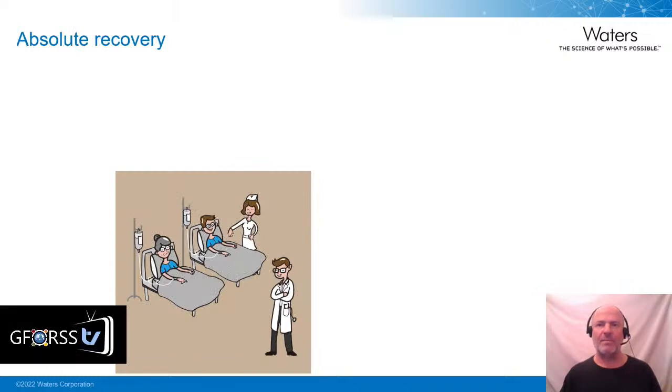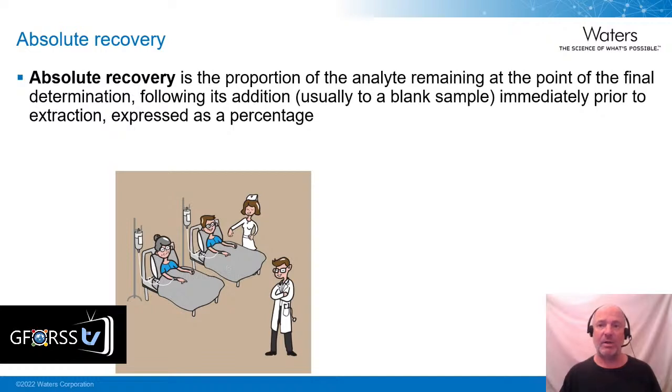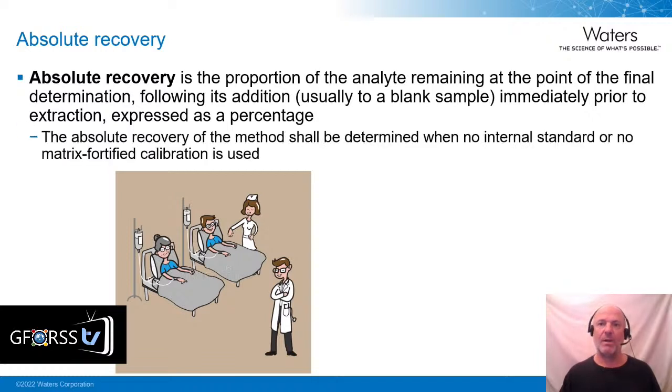The determination of absolute recovery is a new addition to this regulation. Absolute recovery is the proportion of the analyte remaining at the point of the final determination following its addition immediately prior to extraction, and it's expressed as a percentage. The absolute recovery of the method shall be determined when no internal standards or no matrix fortified calibration is used. So this is testing how much we lose of the analyte during extraction or cleanup.